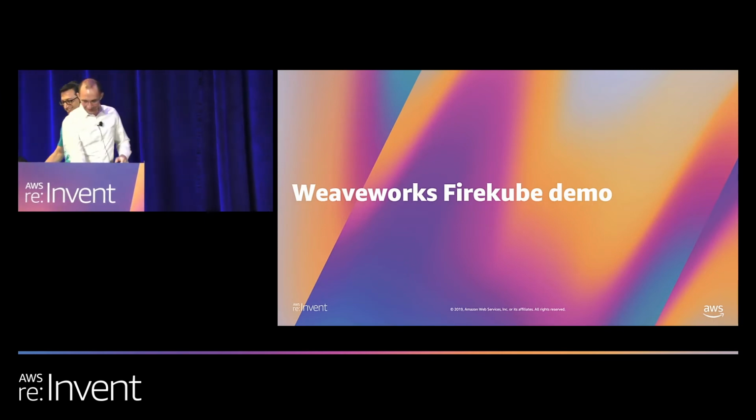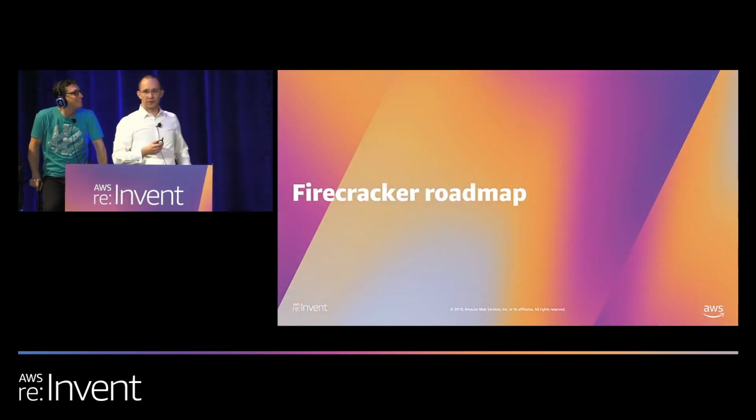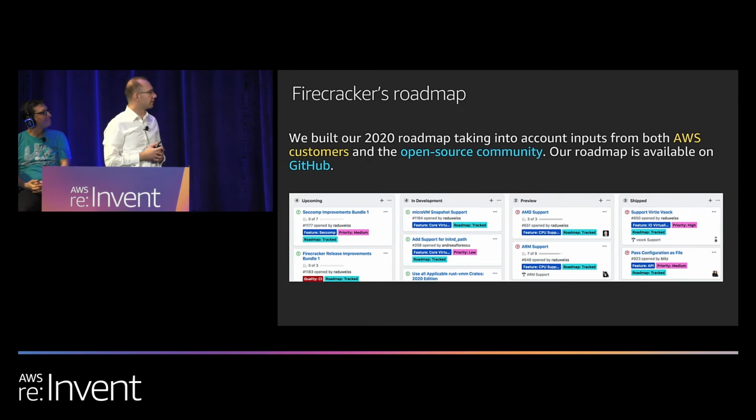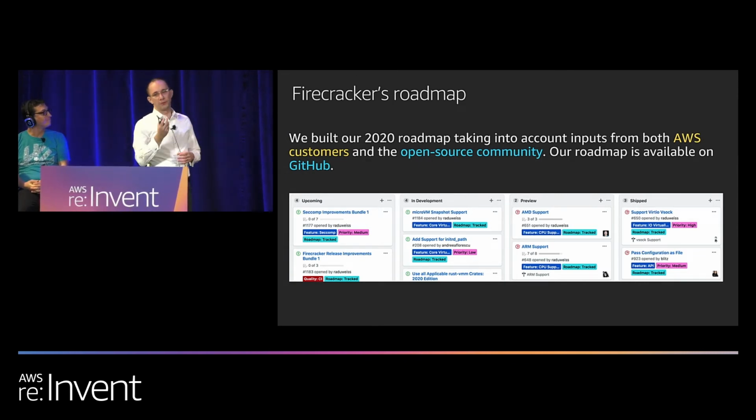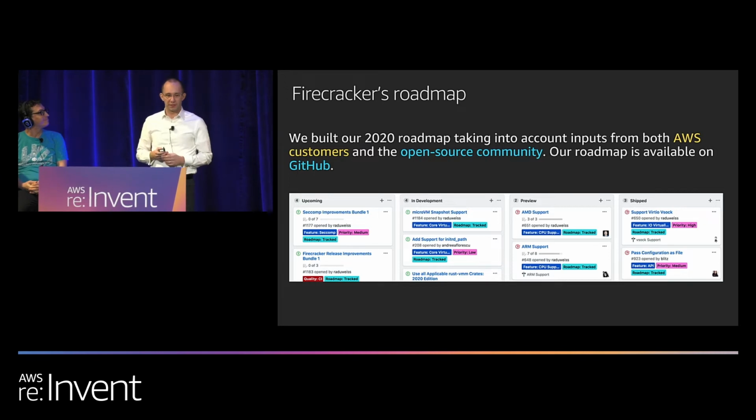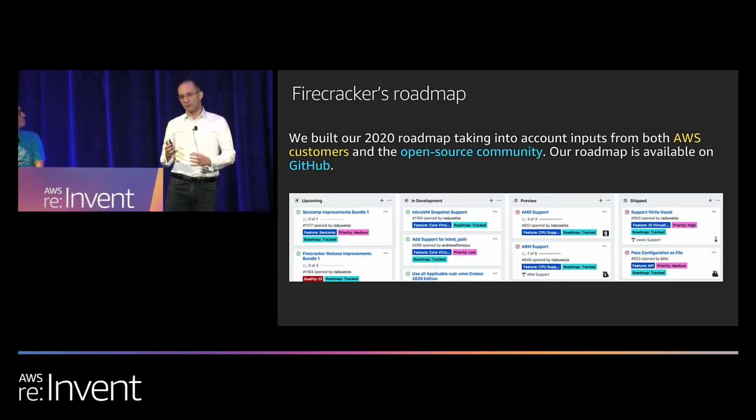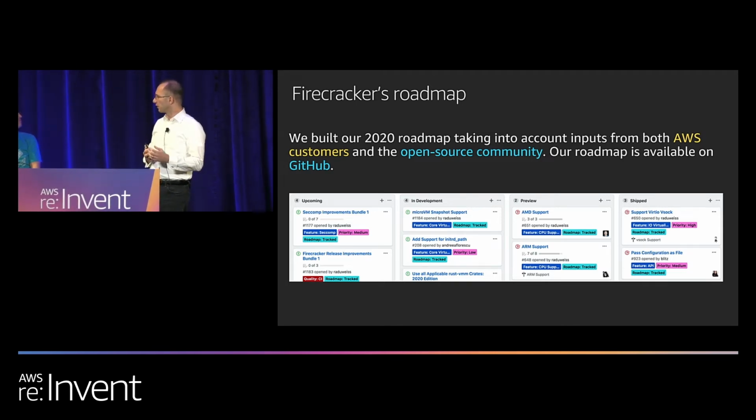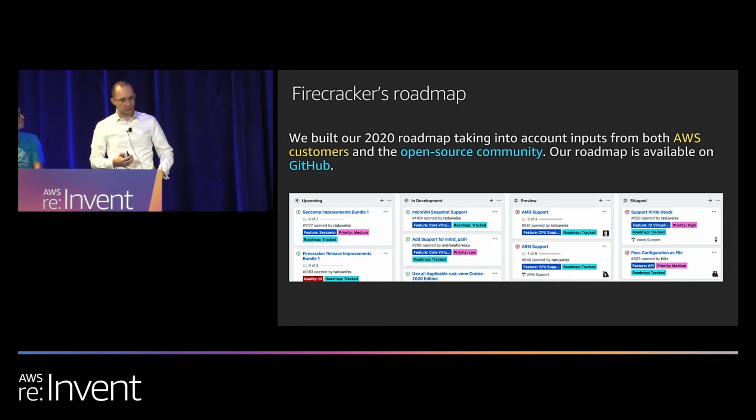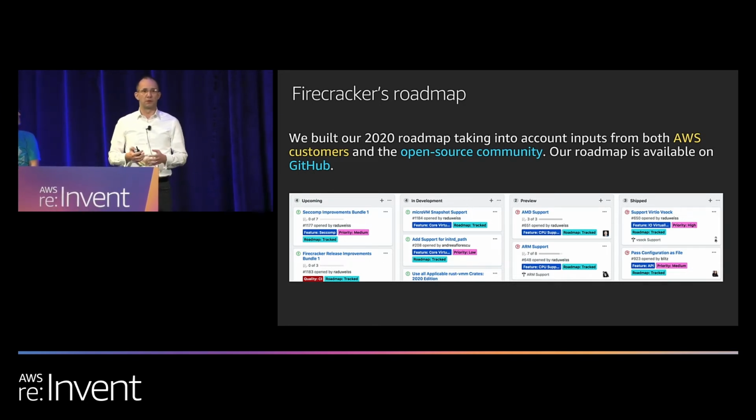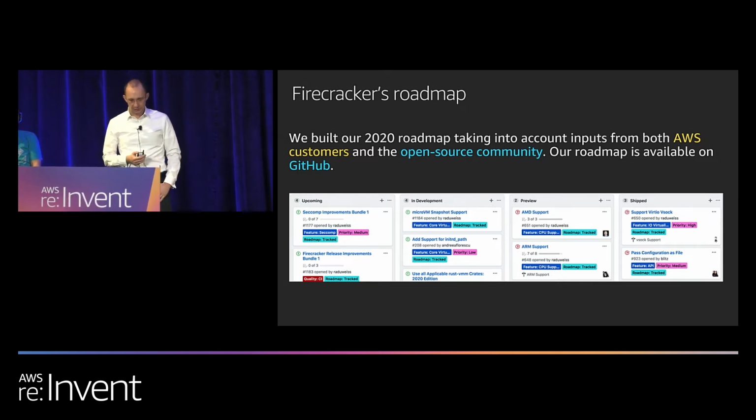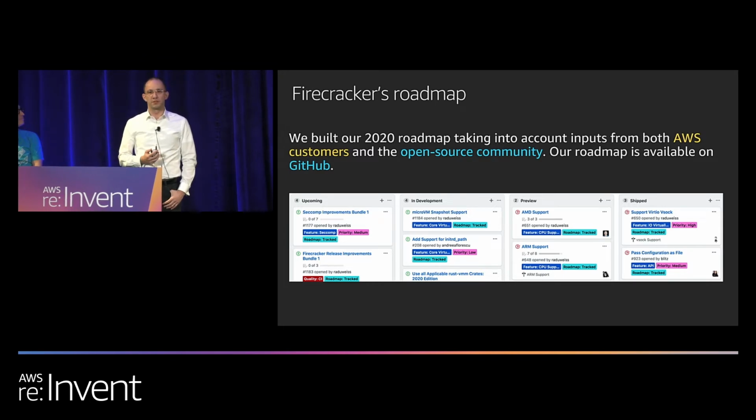Wow. OK. So next, I'm going to talk a bit about the Firecracker roadmap. And the first thing I want to say is that for 2020, so for next year, we built our roadmap by taking into account inputs both from our internal AWS customers and from the open source community. So at some point during the summer, I think, we opened up an issue on our GitHub repository, and we collected a bunch of input from people. We put that all together with what we also wanted to do for AWS customers. Then we came up with our roadmap for the next 18 months.